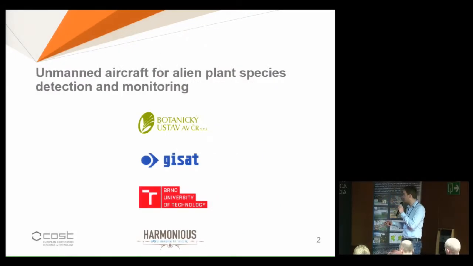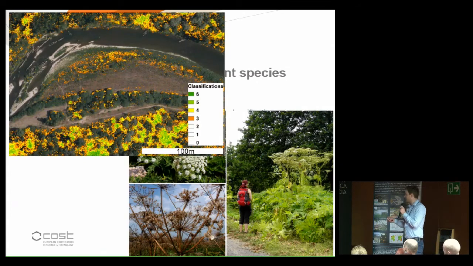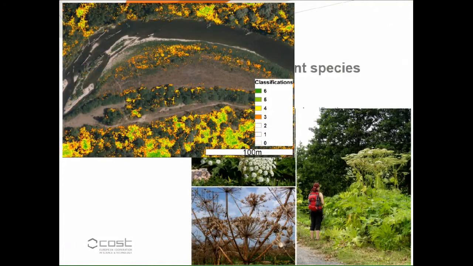We are working on this project with three parties. The Institute of Botany of the Czech Academy of Sciences. They are the experts on the actual invasive species and ecology. And Josef Bruna is here with us today, and Jana Millerová, who is also an MC member. Unfortunately, she couldn't come because she is on her Fulbright stay in the US, but she'll be able to come after summer. They do the classification, the actual ground truthing, and the overall design of the whole campaign.